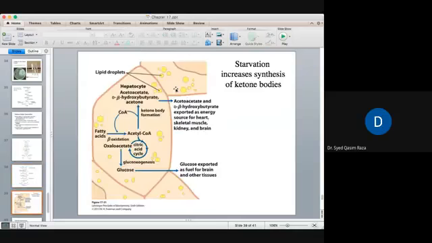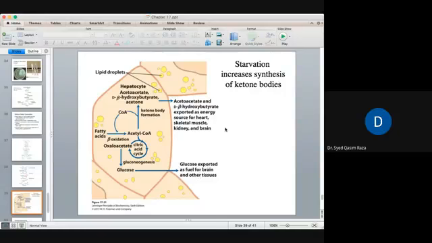If you look at this diagram, starvation increases the synthesis of ketone bodies. You have starvation, and during that you are going to produce these ketone bodies, which are mostly synthesized from fatty acids. For example, here are the fatty acids. There is the normal beta oxidation, acetyl-CoA, citric acid cycle, oxaloacetate, glucose, and glucose will be exported as a fuel for brain and other tissues.